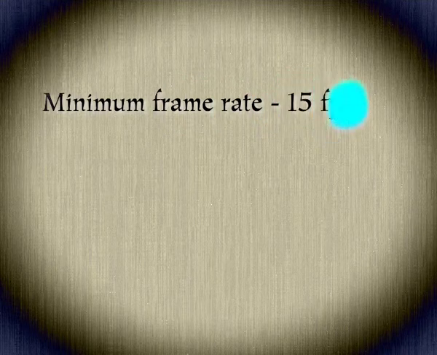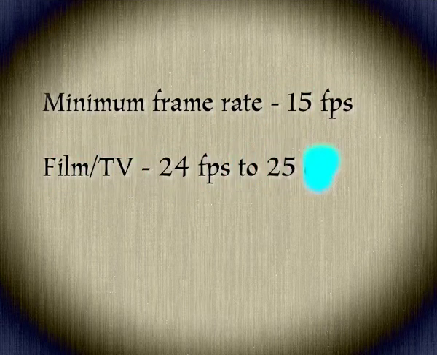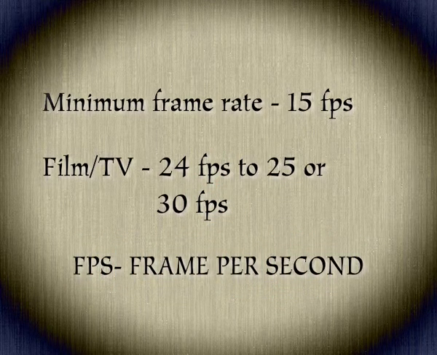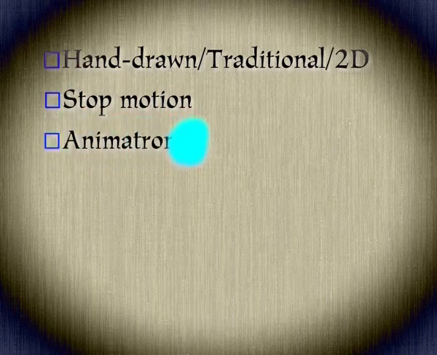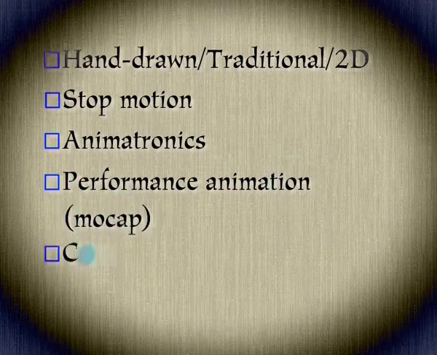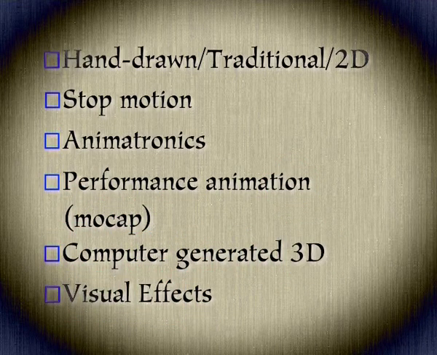So that was a brief history about how it all started. Basically, animation is produced by the rapid display of consecutive still images. The minimum frame rate for smooth transitions is about 15 frames per second. For film or TV, it's 24 frames per second to 25 or 30 frames per second. This is normal. For a smooth visual effect, higher frame rates may be necessary, and timing of frame display is important. So we can broadly define animation into different types: hand-drawn or traditional, that is 2D, stop motion, animatronics, performance animation, which is mocap, computer generated 3D, visual effects.